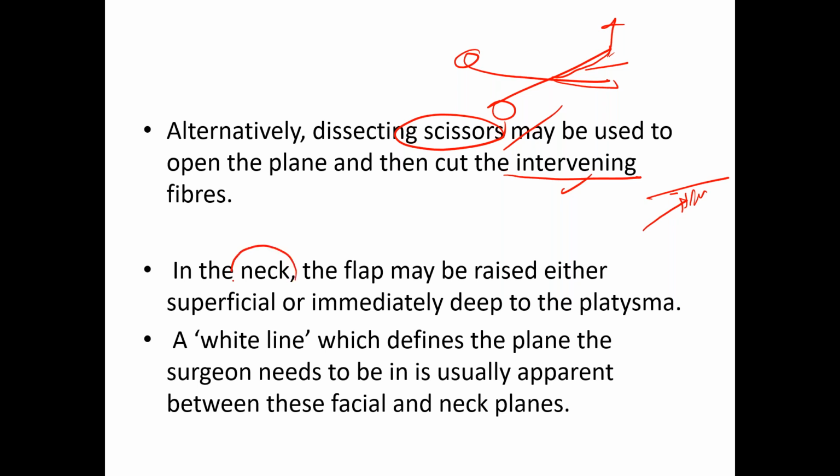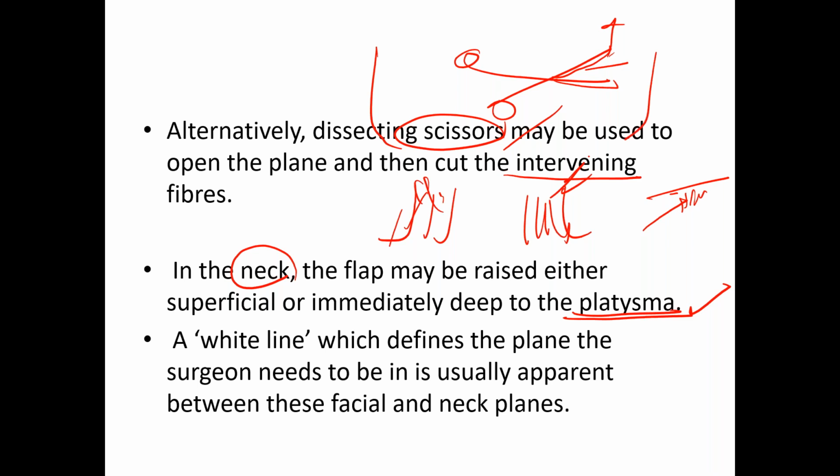Especially in the neck, the flap may be raised either superficial or immediately deep to the platysma. In the neck, platysma is a muscle that is present more commonly in the lateral region. When you take the neck like this, platysma is distributed in this manner, up to the level of the mandible. You can raise it superficial or deep to platysma. Platysma is a subcutaneous muscle, you should keep that in mind.